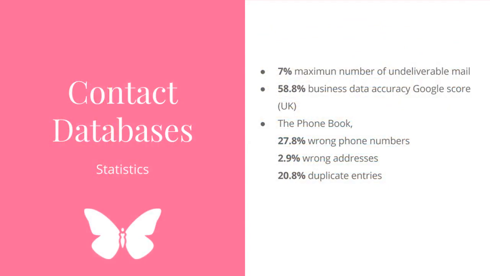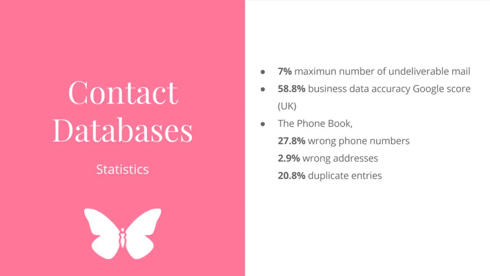Okay, let's look at your emails. The industry standard percentage for undeliverable mail coming back should be no more than 7%. So if you have a lot of email bouncing back, then you need to really have a good look at your data and make sure that you are keeping your database clean with relevant, up-to-date contact information.